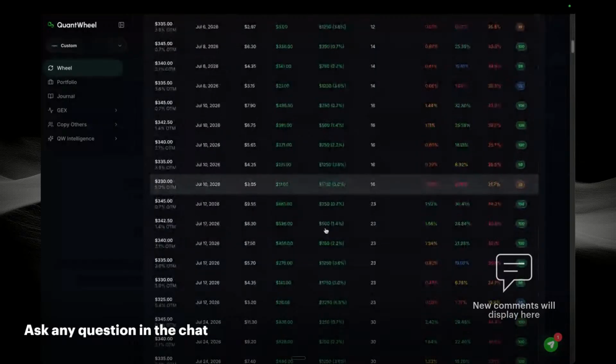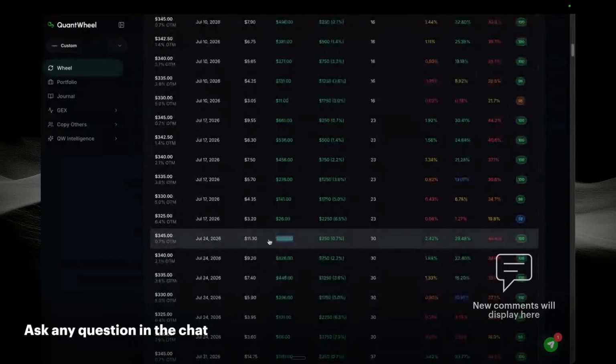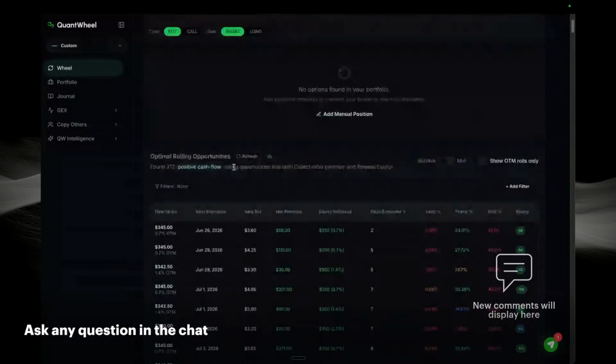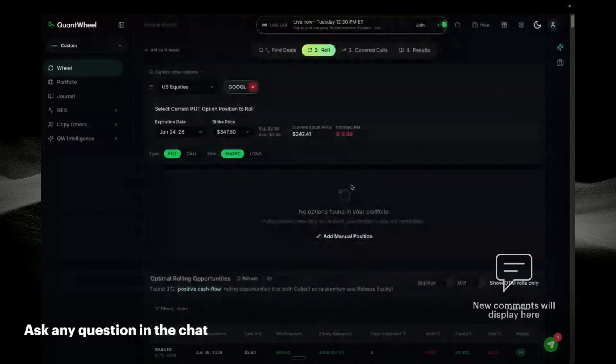30 days, you're going to earn 836 in additional premium. You're going to release 250 in equity. And you're just going to have to wait another 30 days if you don't want to get assigned. So this is probably the only place online where you can use the avoid assignment tool.